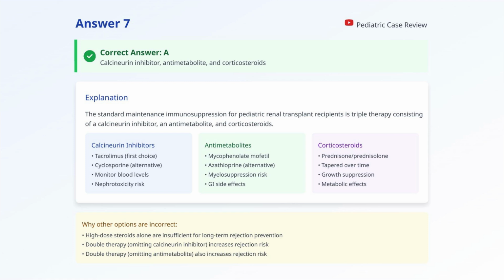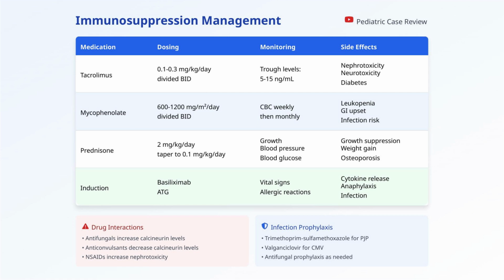The other options are incorrect because high-dose steroids alone are insufficient for long-term rejection prevention. Double therapy omitting calcineurin inhibitor increases rejection risk, and double therapy omitting antimetabolite also increases rejection risk. This comprehensive immunosuppression management table provides essential information for pediatric renal transplant recipients. Tacrolimus is dosed at 0.1 to 0.3 milligrams per kilogram per day divided twice daily, with trough levels monitored between 5 to 15 nanograms per milliliter, and potential side effects include nephrotoxicity, neurotoxicity, and diabetes.